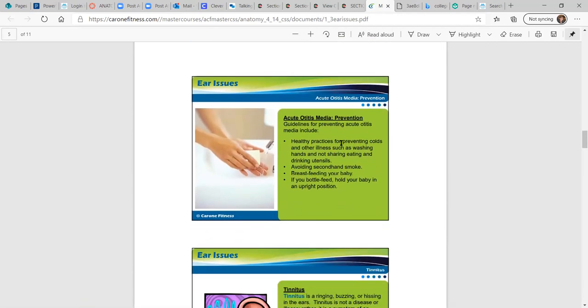Prevention. The guidelines to prevent ear infections are the same practices that prevent colds and other illnesses, like washing your hands, not sharing utensils, avoiding smoke. Breastfeeding your baby is always preferred if you can. Not everyone can breastfeed. But if you do bottle feed, hold the baby upright. So don't let the baby lie down and eat, because that can lead to infection.